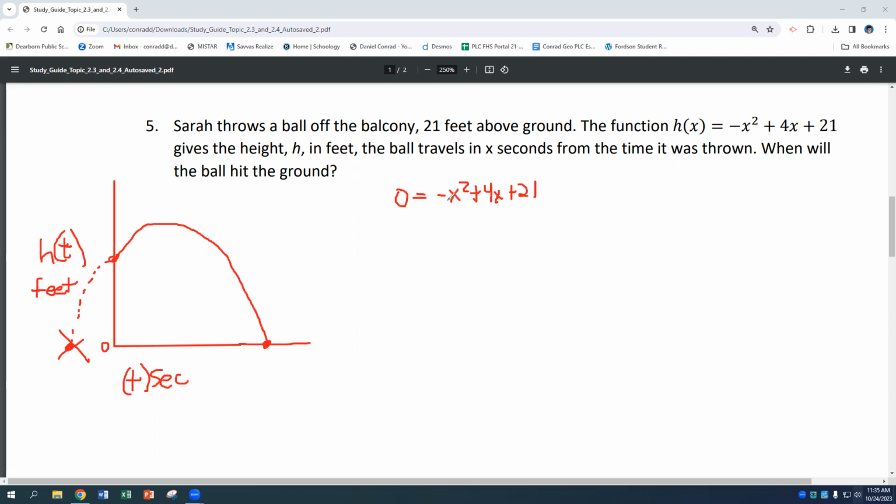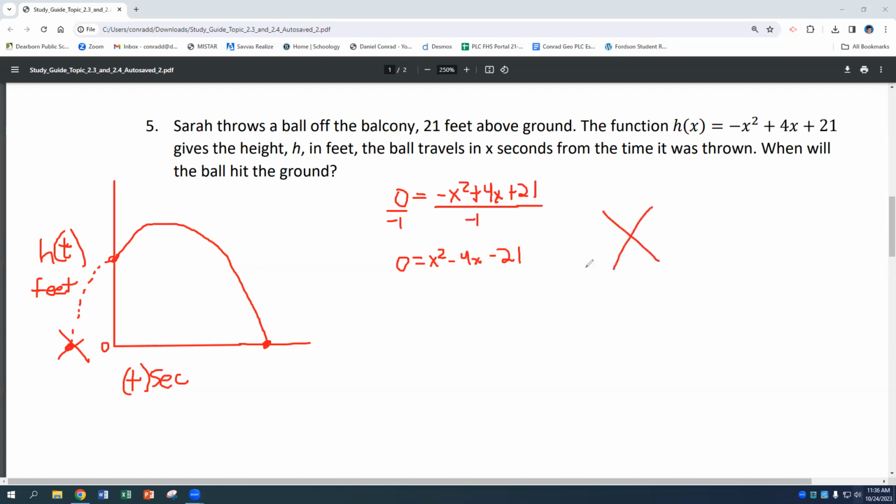Okay. A is not positive 1, it's negative 1. So we can use our factor by grouping or box method, but I think the easier way to do this is just divide everything by negative 1. So we get 0 equals x squared minus 4x minus 21. Okay, now we can just factor and find our x-intercepts.